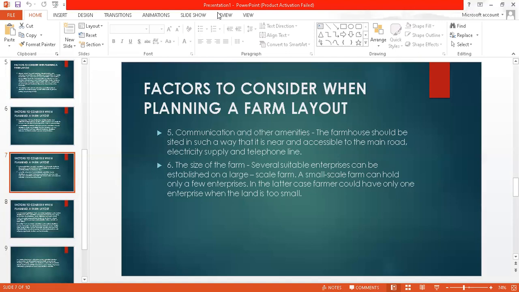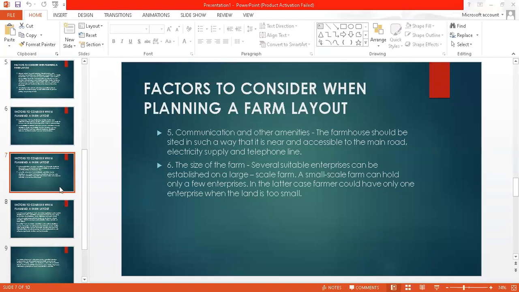Now, point number 6, Sophie, can you read for us? The size of the farm, where several suitable enterprises can be established on a large scale farm. A small scale farm can hold only a few enterprises. In the latter case, a farmer could have only one enterprise when the land is too small.